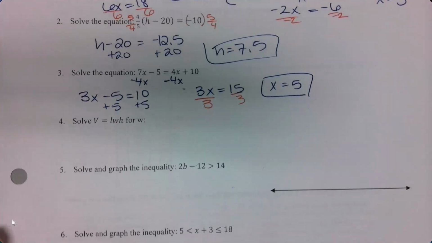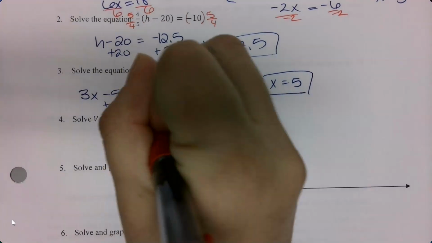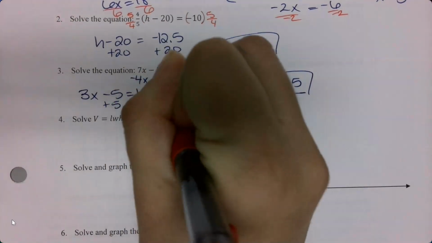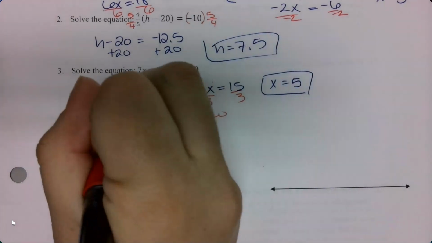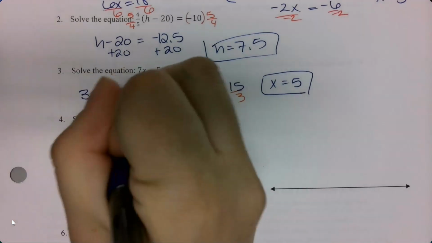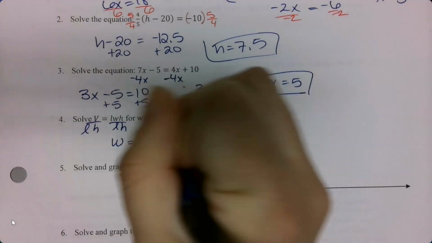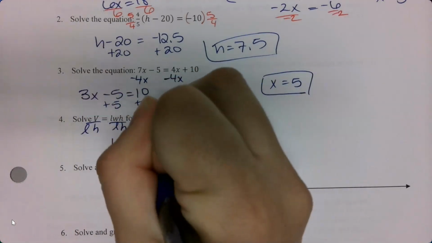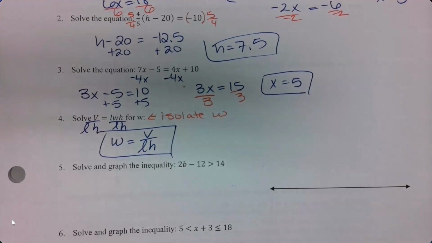On number 4, I want to solve this equation for w. That means get w alone. So I'm going to go ahead and divide both sides by L and H to get rid of them from the side with the W. It gets me W equals V over L times H. That's it. I'm just rearranging it to get the letter alone.